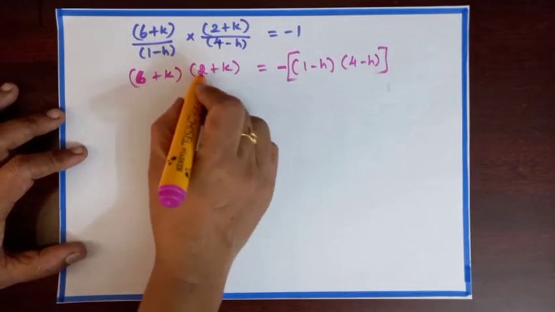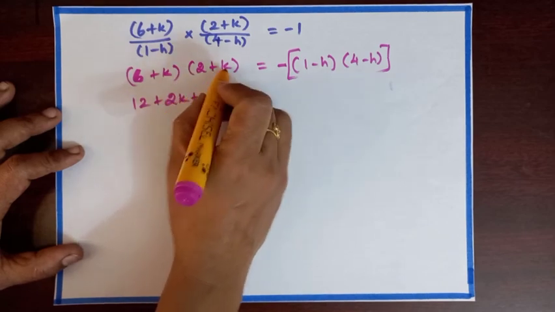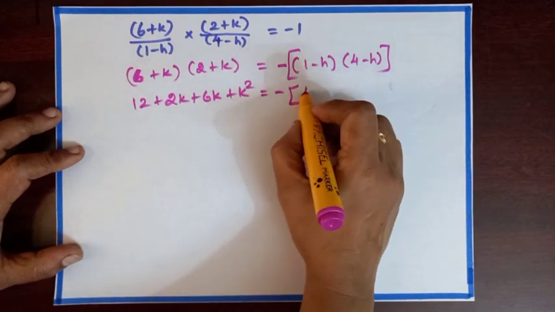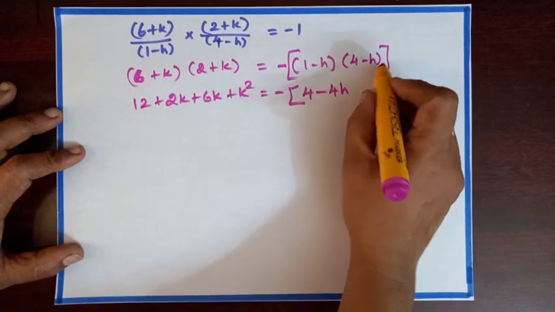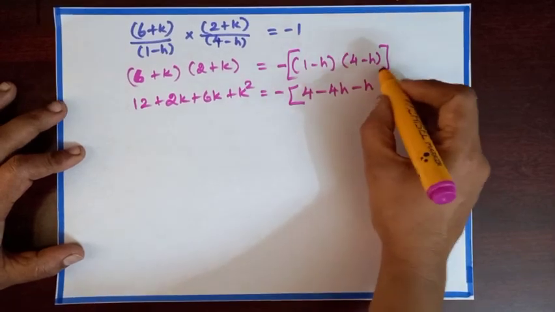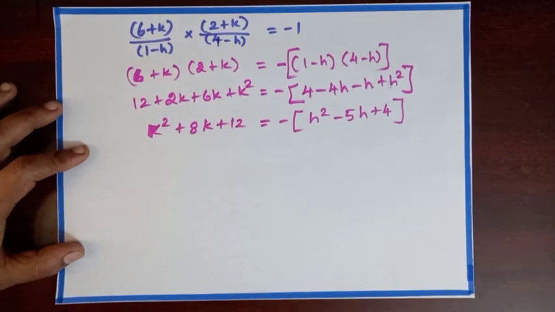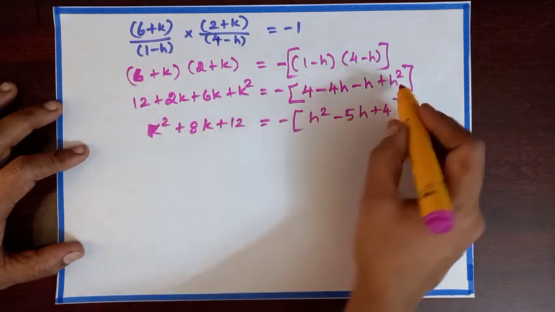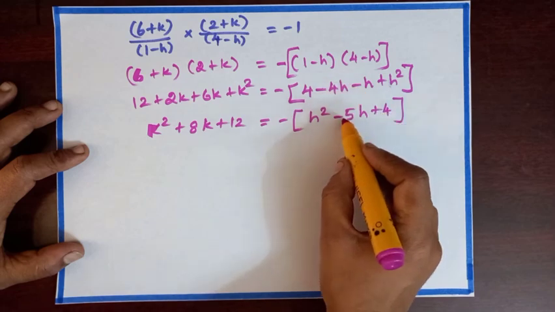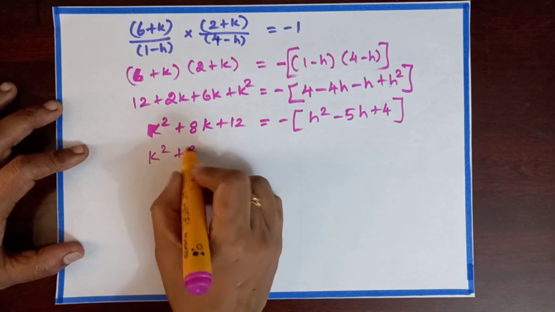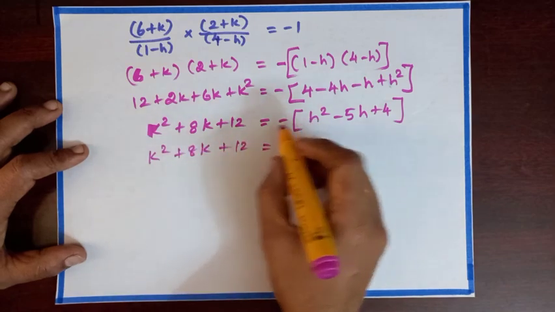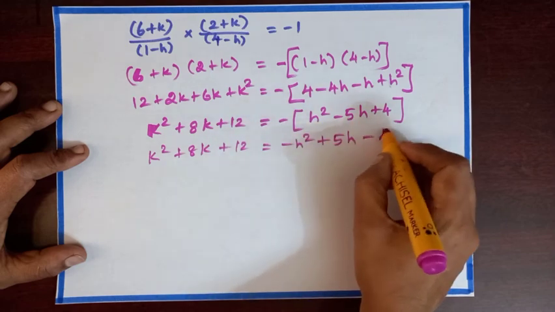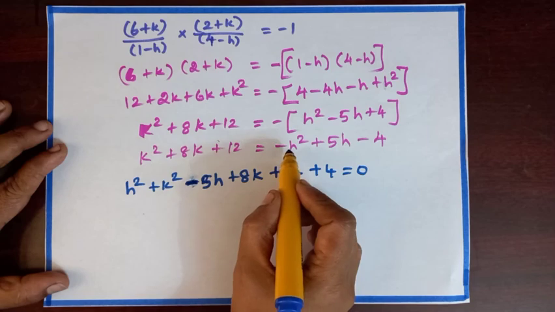Now we will multiply this out. Then we get 6 times 2 is 12, plus 2k, plus 6k, plus k², which equals -1 times (4 - 4h - h + h²). So k² + 2k + 6k is k² + 8k + 12, which equals -(h² - 5h + 4). Multiplying inside with the negative sign, we get -h² + 5h - 4.